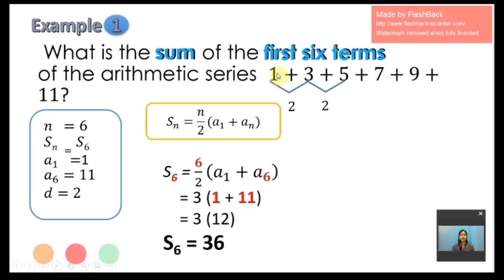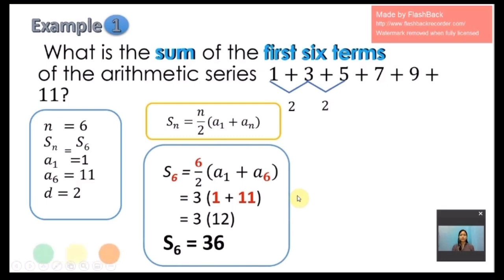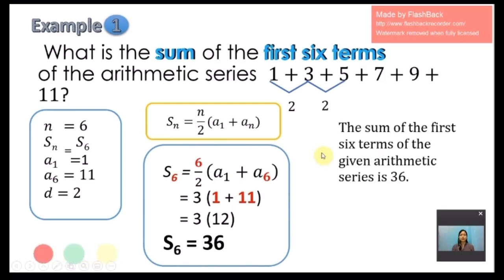Let's check. Since we are asked only to find the sum of the first 6 terms, we can just add the terms of the arithmetic series. 1 plus 3 is 4, plus 5 is 9, plus 7, 16, plus 9 is 25, plus 11 is 36. So therefore, we can say that the sum of the first 6 terms of the given arithmetic series is 36.